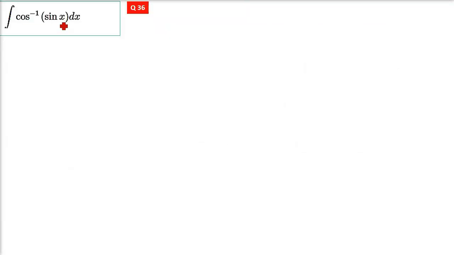Now this is cos inverse sin x. Now if we can get cos x, we can cancel this cos and cos inverse. So we would like to have this cos x here. For that, we need to go to trigonometry again. See, sine 90 minus theta or sine pi by 2 minus theta is cos theta. Similarly, cos 90 minus theta is equal to sine theta.